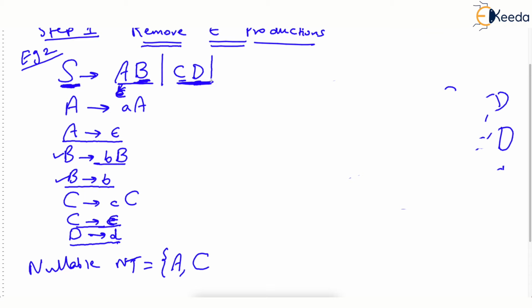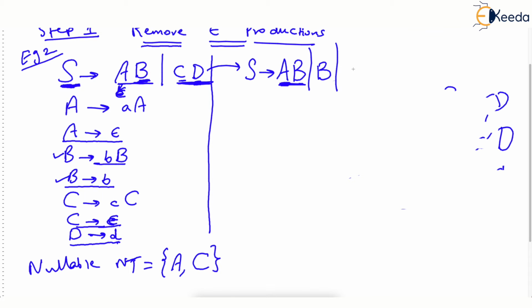Now what did we learn in the previous video is that we rewrite each production. Let's write this S derives AB first. This is the production. In this we know A is nullable. Only A is nullable here. B is not nullable. A is nullable. So we write this production with A and without A. That's it. Now what other production we have?